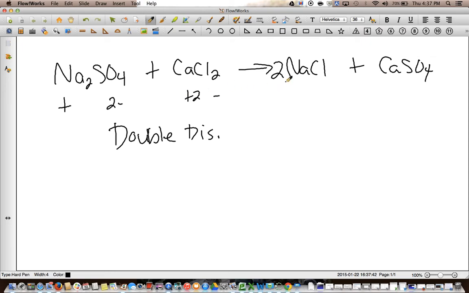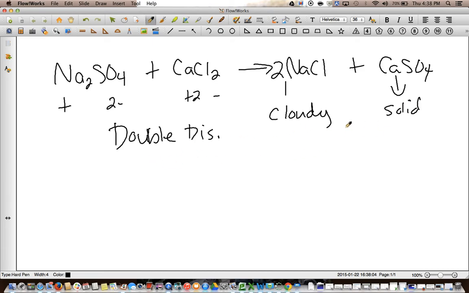This reaction does produce a cloudy appearance in the test tube. Okay, this would not be one that I would ask you, but just for your own knowledge, if it's an alkali metal and a halogen, it's going to stay in solution. So the substance that made it cloudy was calcium sulfate. That was the solid that was produced.